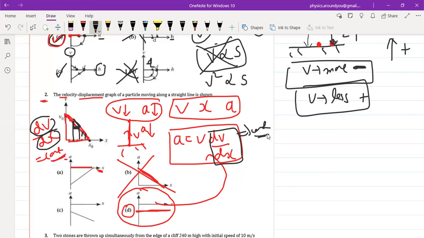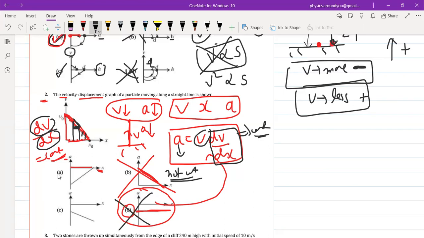If dv by dx is a constant, as you can see, velocity is reducing, velocity is changing. Definitely, acceleration is not a constant. It should also change. dv by dx is a constant due to the graph. V is changing with respect to distance. Therefore, acceleration should not be a constant. Therefore, even option D is eliminated.